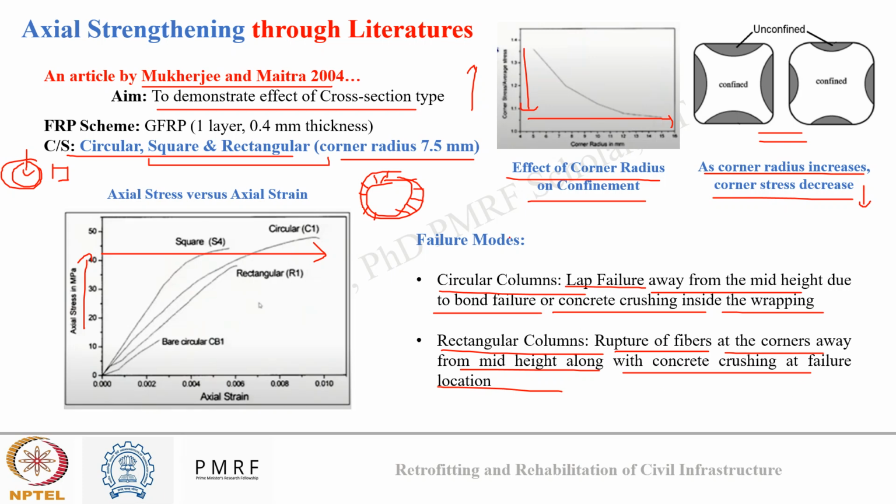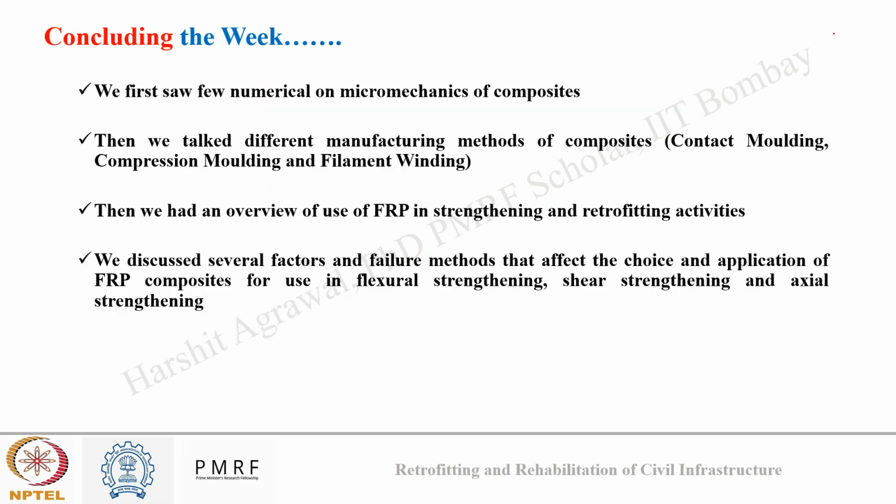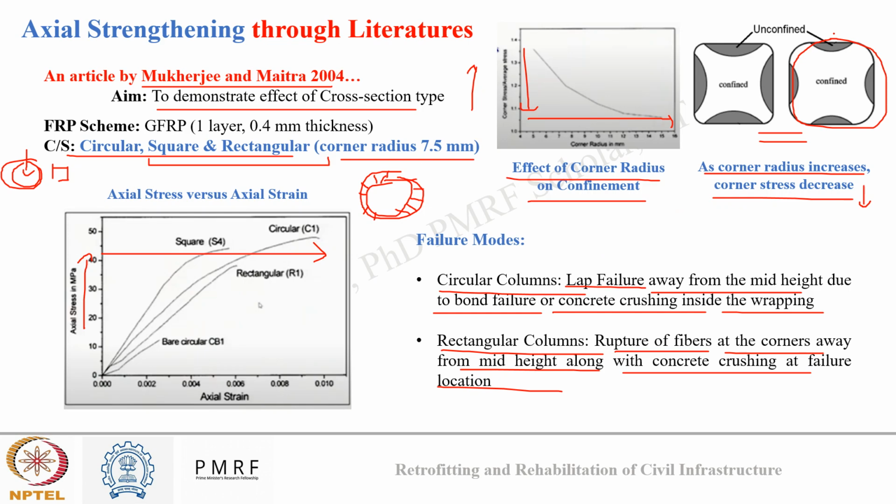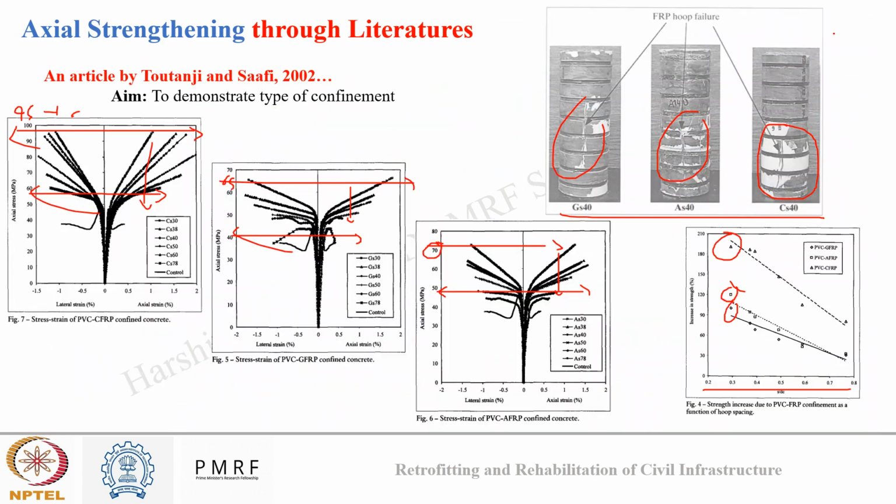Okay, so this is again a very important thing. The more the corner radius, the higher is the confinement by the FRP and the higher is the axial load carrying capacity of the column. Okay, so I hope everyone is clear with this axial strengthening part.